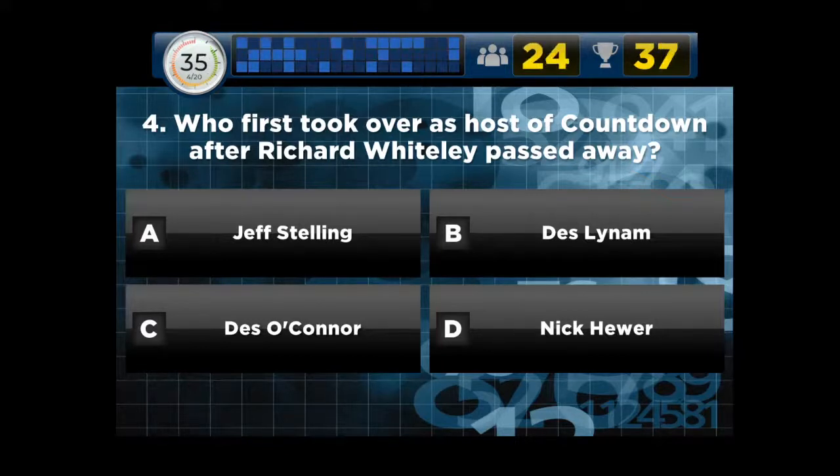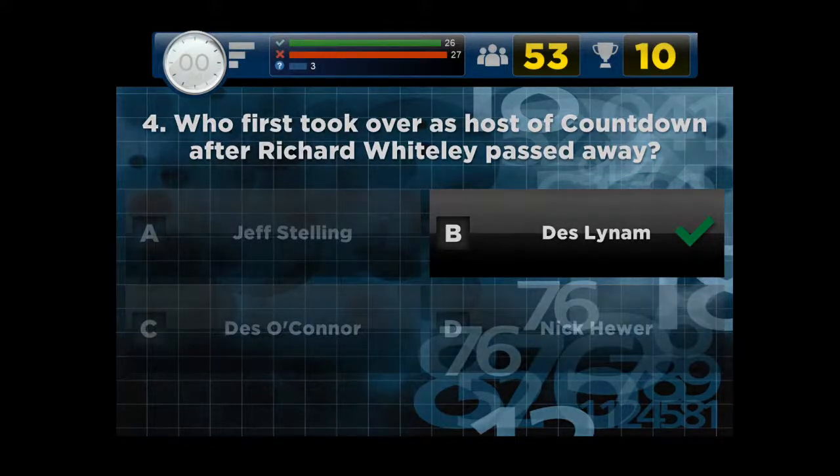So all of them have been hosts of Countdown. But who immediately replaced Richard Whiteley? Was it Jeff Stelling, Des Lynam, Des O'Connor, or Nick Hewer? Just 10 seconds remain. Jeff Stelling, Des Lynam, Des O'Connor, or Nick Hewer? The answer is Des Lynam, B.